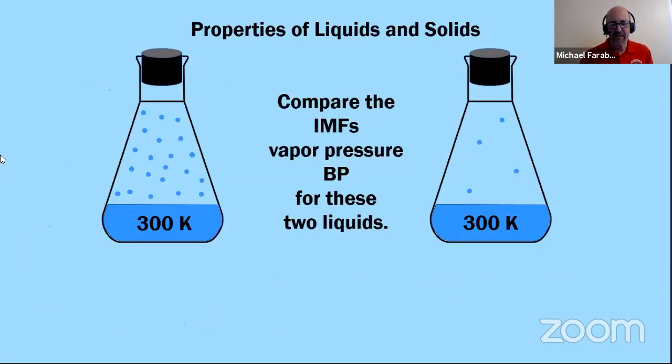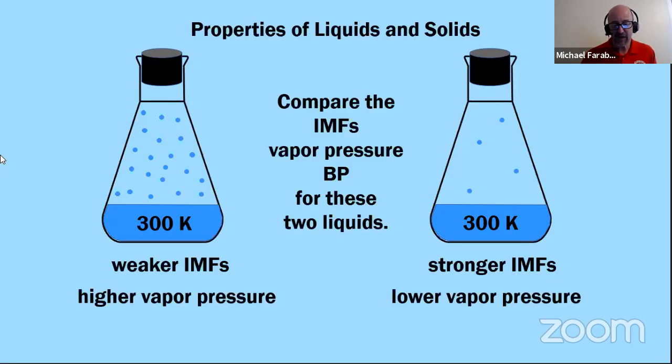So conceptually, make sure you understand all three of these concepts. Compare the intermolecular forces, compare the vapor pressure, and compare the boiling point for these two liquids. If all you have is the diagram that I'm showing you, hopefully you can see that the diagram on the left represents weaker intermolecular forces because it evaporates more easily. The diagram on the left would have a higher vapor pressure and a lower boiling point.